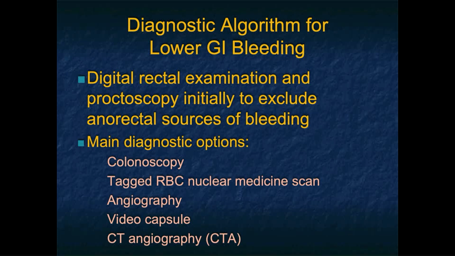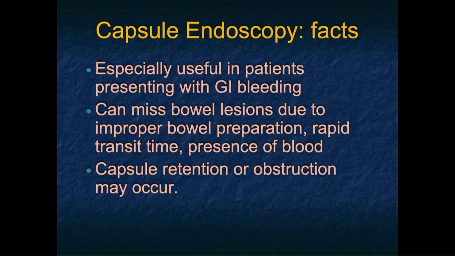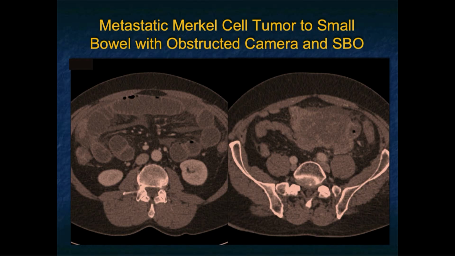tumors. Well, capsule endoscopy is good, but you need to look at 50,000 images. And as more experience was gained, the accuracy is not that good. There are many reasons why it fails, from poor prep to rapid transit time to the presence of blood. And so we see it infrequently now. The other problem with capsule endoscopy is the capsule can get obstructed, and the only way to remove a capsule is with surgery. I remember reading this case.